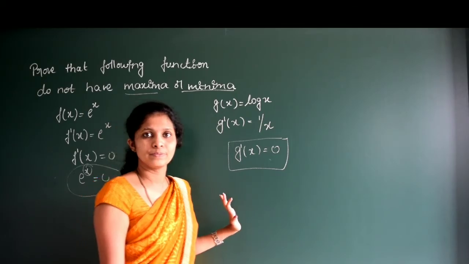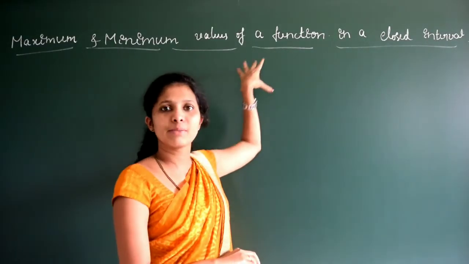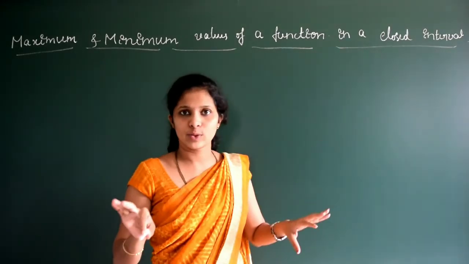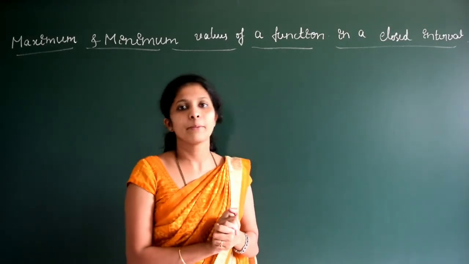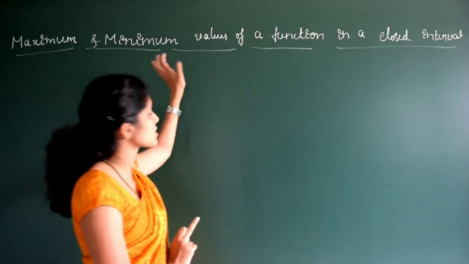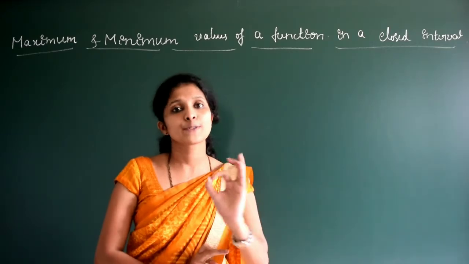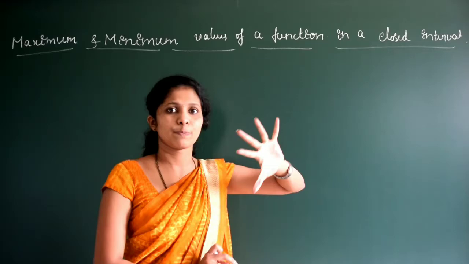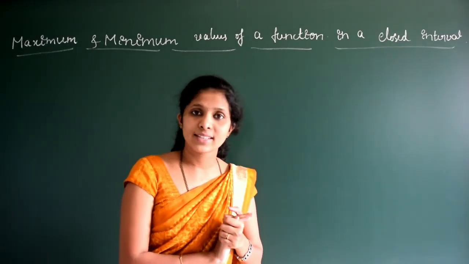Is it clear? See students, this is the last concept of this chapter: finding the maximum and minimum values in a closed interval. Till now the boundary was not given. Here one closed interval will be given to you. There you have to find the maximum value and minimum value, and that maximum value is called the absolute maximum value and the minimum value is called the absolute minimum value. And one more thing, from this concept you can expect either a 2 mark or 3 mark question, or they may not ask any question.